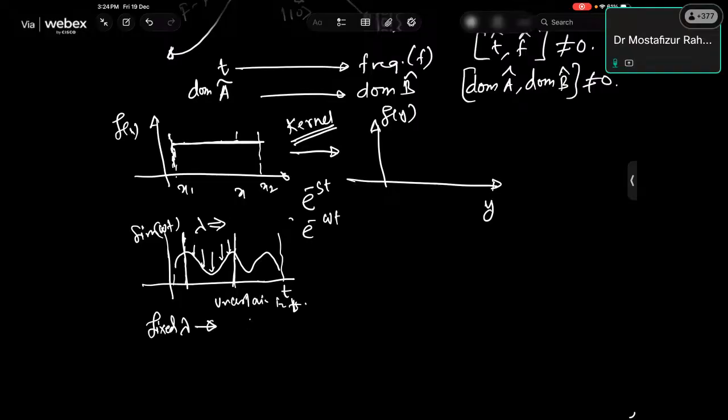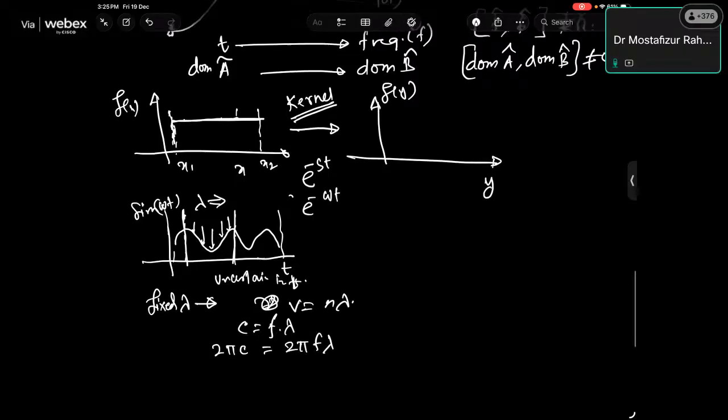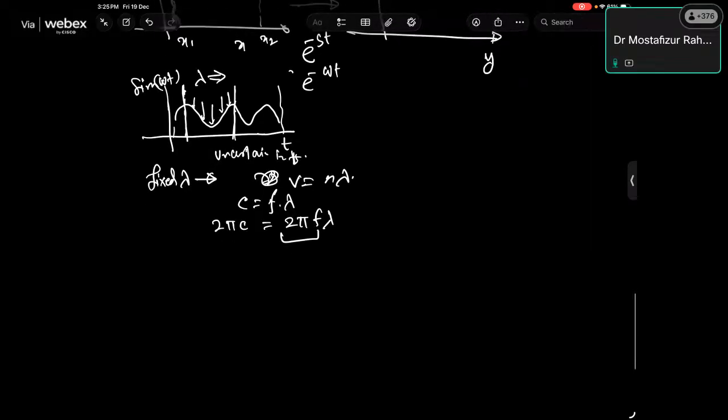If it has a fixed lambda, then we know that v equals nu lambda, right? Velocity equals nu lambda, or c equals nu lambda, you can write for the light-specific case. So nu equals your frequency, I can write f, and lambda, right? If I multiply by 2 pi, 2 pi c equals 2 pi f lambda, and this 2 pi f is your angular frequency omega. So I can write it as omega lambda equals 2 pi c, right?